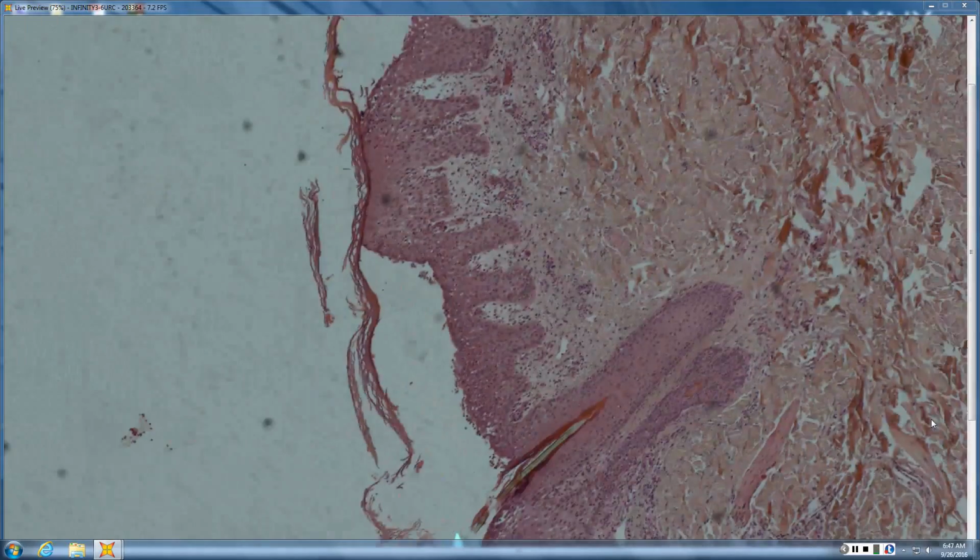You always want to look for tinea. So whenever you see those neutrophils in the horn, a lot of times we end up staining it to rule out tinea.